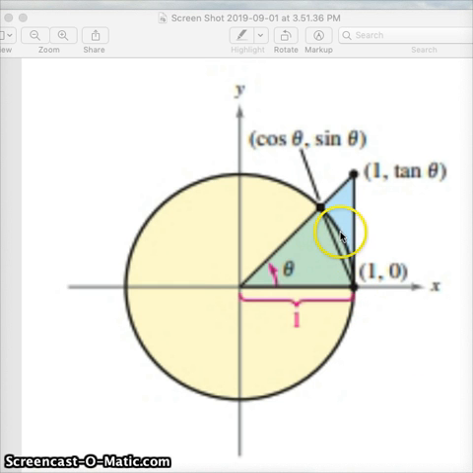And notice that that point would be the sine, the height of that triangle. Does that make sense? Okay, so what I'm going to do is use this idea and work a problem.